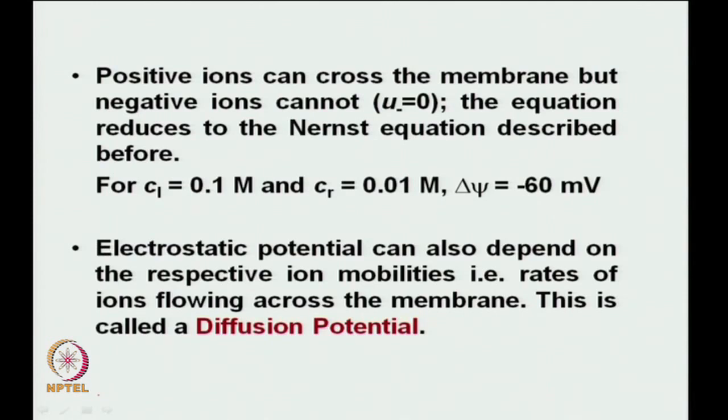The second, more important thing is that the electrostatic potential can also depend upon the respective ion mobilities, that is, the rates of ions. What do I mean by that? It would depend upon the rates of ion flow across the membrane. So, instead of just calling it the electrostatic potential, why do we not refer to it as a diffusion potential, because finally this form also depends upon the rate of diffusion, or the rate of flow. That is why it is referred to as the diffusion potential.